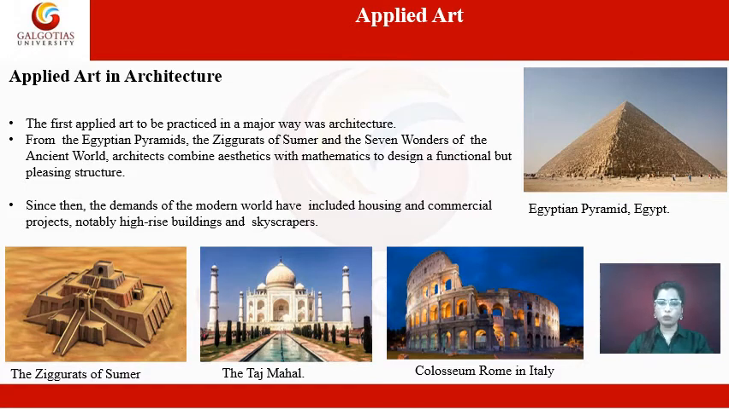As we all know, this is the Taj Mahal. Next is the Colosseum in Rome, which is in Italy, and another is the Egyptian pyramid, which is in Egypt. So these are examples of applied art in architecture. Since then, the demands of the modern world have included housing and commercial projects, notably high-rise buildings and skyscrapers.